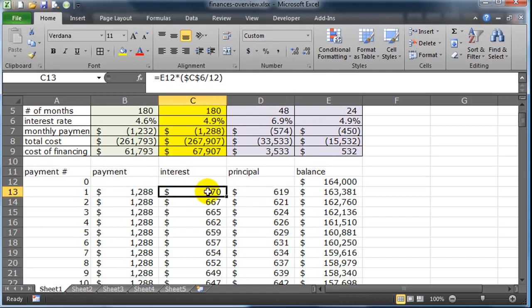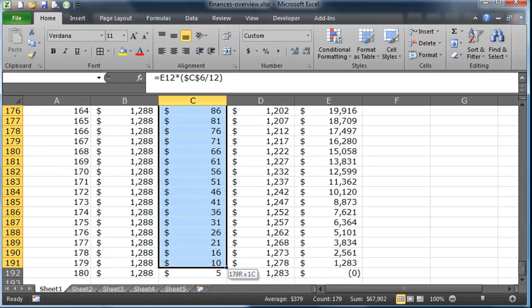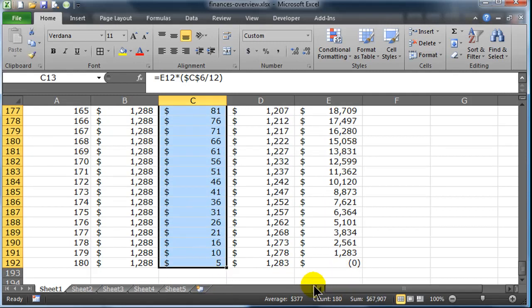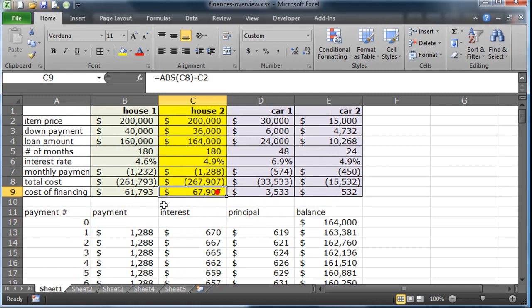If I add up all the interest charges, so if I select all my interest, and I go down to my sum, I see the sum is $67,907. That is my cost of financing. So the sum of all of the interest for each payment is your cost of financing, or your total finance cost. The sum of all your principal, of course, is paying off the actual loan amount.